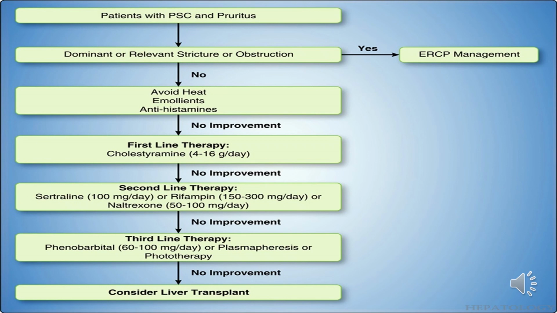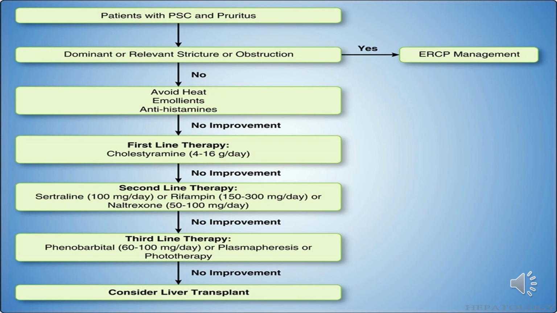If the patient has pruritus, bile acid sequestrants should be used as initial therapy for patients with PSC who have pruritus that doesn't respond to conservative measures. So we start with advising the patient to avoid heat, apply some emollients, use antihistamines, but if everything failed, you can start a bile acid sequestrant.